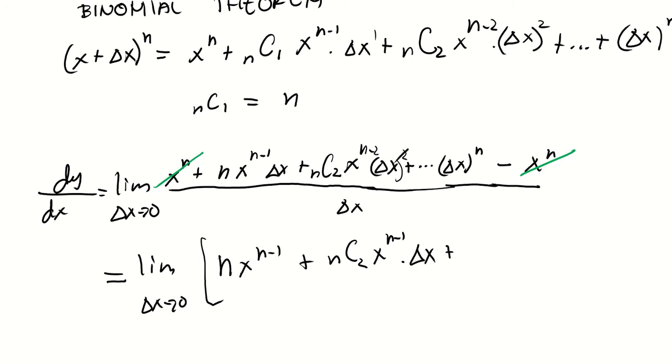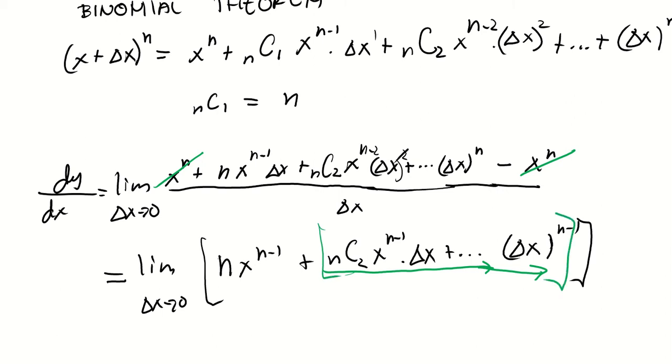Then so on. So all the terms from here up to delta x, this will be n minus 1, will have the term delta x. So all of them will have delta x. All of them from here to here. Why do we need to know this one? Because we are, remember, taking the limit as delta x approaching 0.